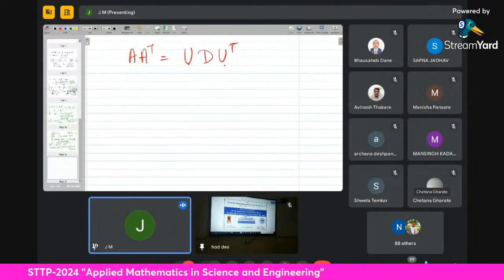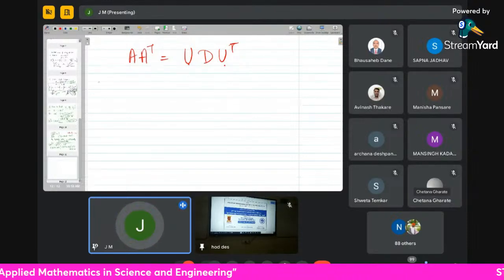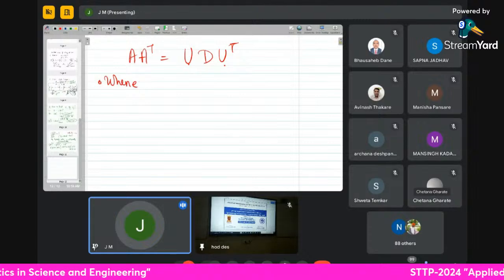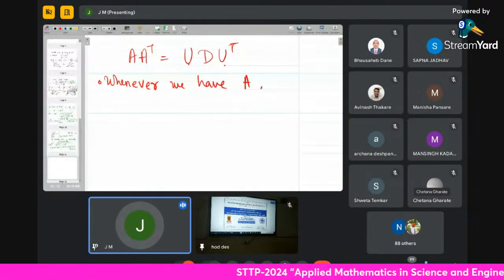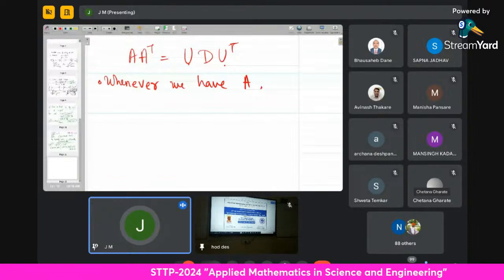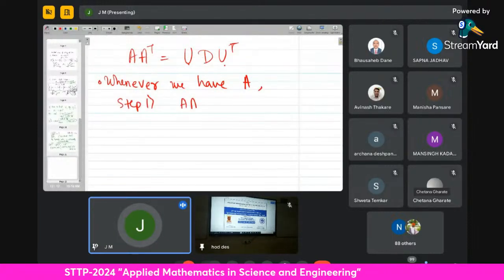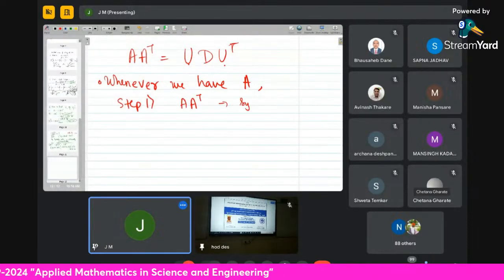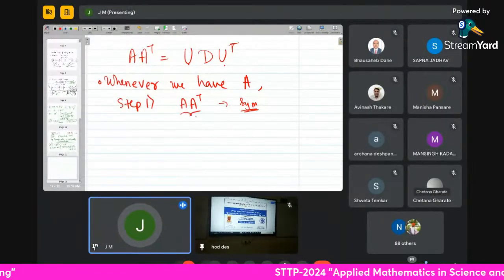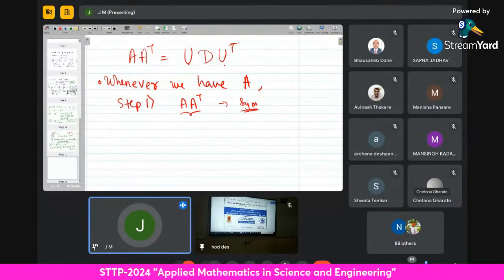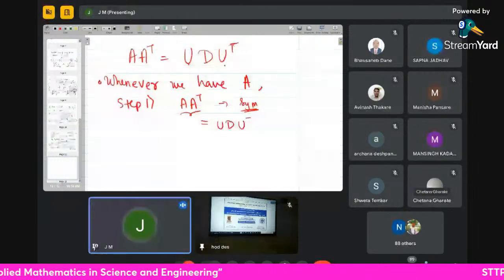So whenever we have A, the first step is to find A A transpose. For this matrix, you find the eigenvalues and eigenvectors. One can also normalize the eigenvectors if they want orthonormal. Therefore, we get the matrix U, and we get the matrix D.